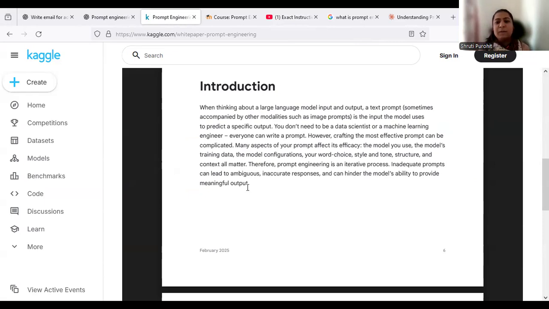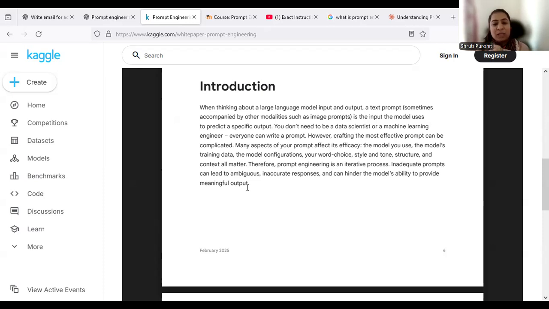You don't need to be a data scientist or a machine learning engineer. You have to be a good communicator. You should know how to convey your ideas to other people or to another AI tool. So everyone can write a prompt. However, crafting the most effective prompt can be a little complicated, and not everyone has that communication skill, so obviously we have to improve.